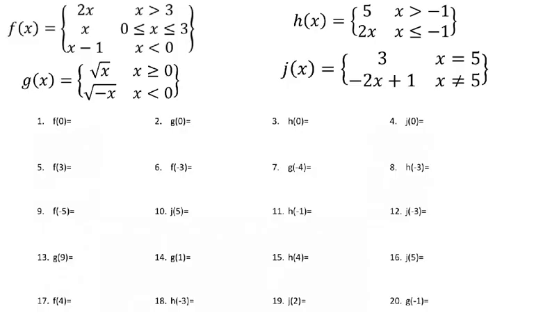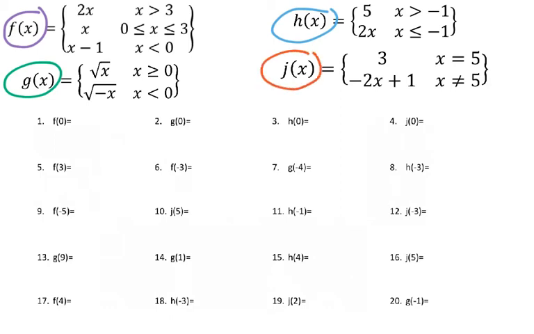Okay, so the only difference between this one and the previous one is that we're not given graphs to look at, but we're given piecewise functions. So, it gets a little more complicated, but let's do the same thing where we color code. So I'm going to do, all my F graphs are going to be purple, my G's are going to be green, my H's are going to be blue, and my J's are going to be red.